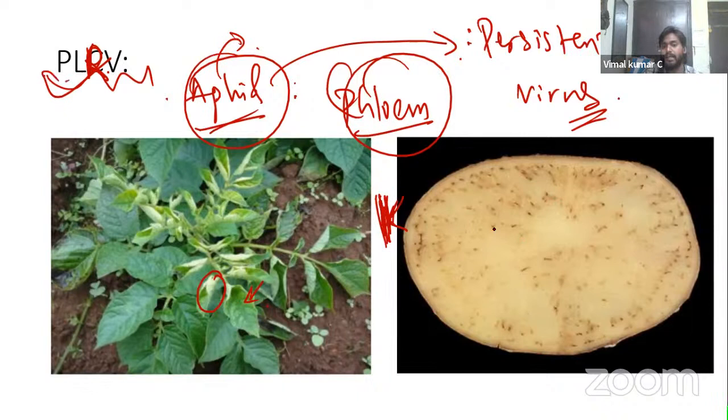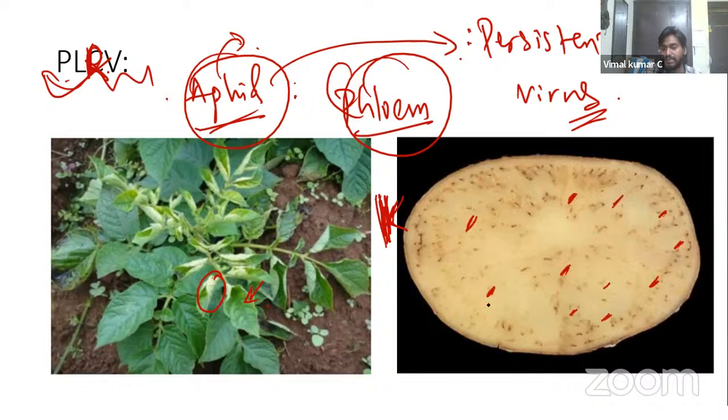That is one thing. If you cut open the potato and look, you can see brownish specks. Some specks will be there like this. So this is how you can easily identify.